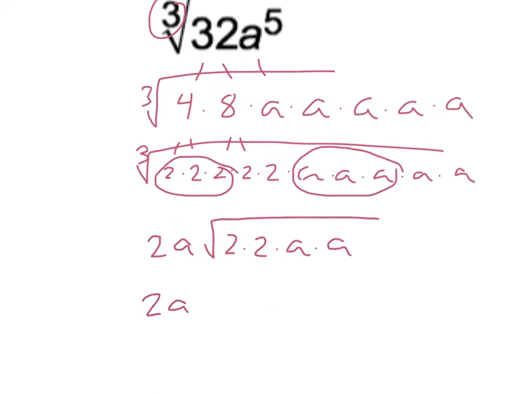So we have 2A on the outside. Remember, we have to keep this same index there. And then on the inside, we're just going to multiply our numbers. So we have 2 times 2, which is 4, and then we multiply our variables, A times A, which just gives us A squared. So our final answer is 2A, the cubed root of 4A squared.